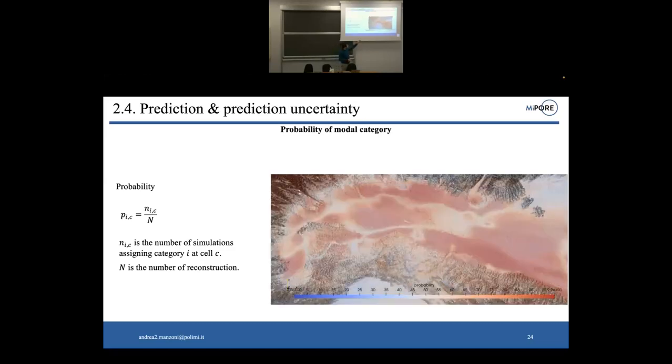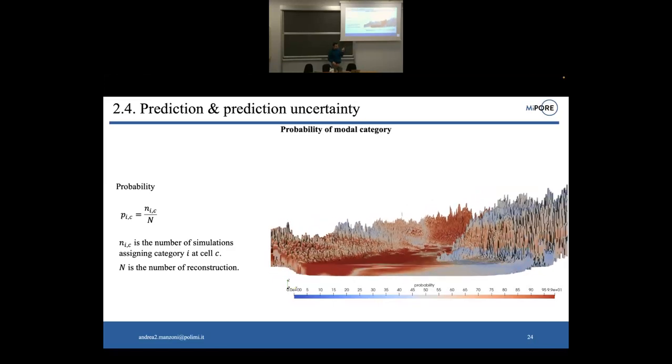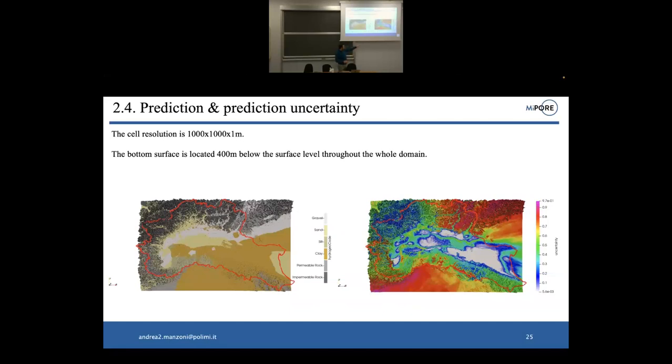So here what you see is the probability of the model category to be predicted in a given point. So for every cell, we have the probability of each category to be predicted in this point, and this probability is evaluated, as I told you, as the number of reconstructions that predict, for example, category 1 in a given point, divided by the entire number of reconstructions that we have performed. We have employed the probability in order to estimate the uncertainty. We use the Shannon entropy to obtain the uncertainty.